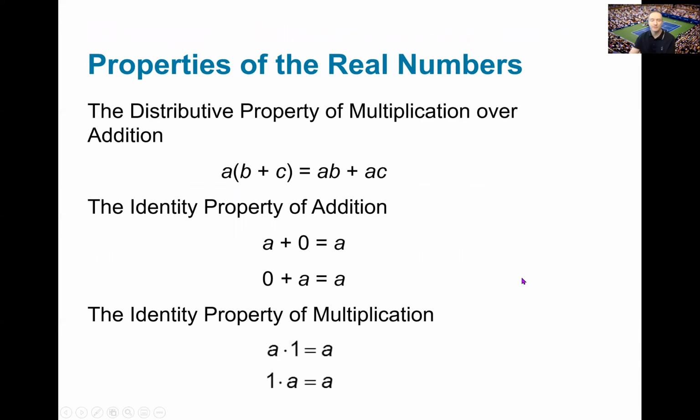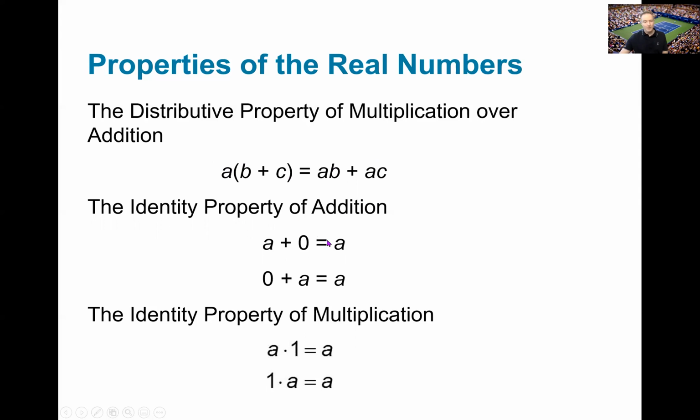Now, properties of real numbers, the biggie here is the distributive property. I want you to be extremely comfortable with that. Now, here I have a monomial times a binomial, but it doesn't matter how many terms are in each one. Anytime you're multiplying expressions, every term of one expression must multiply every single term of the other expression. In this case, A times B plus C is AB plus AC.